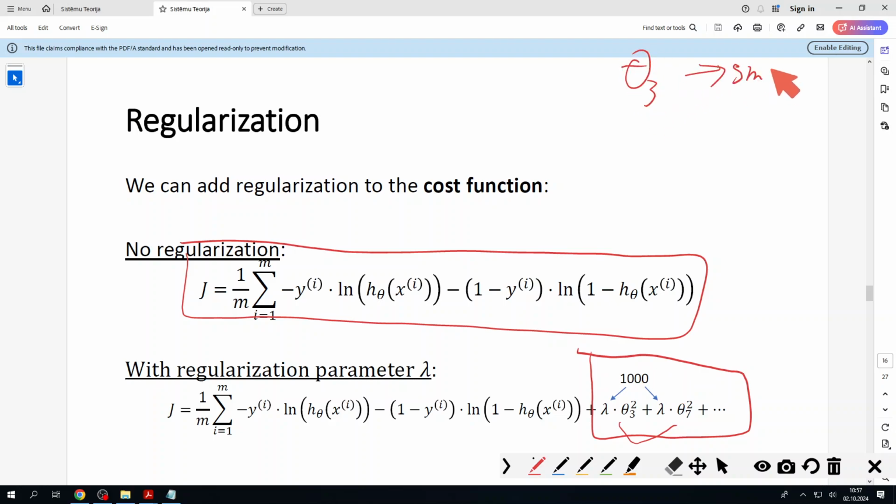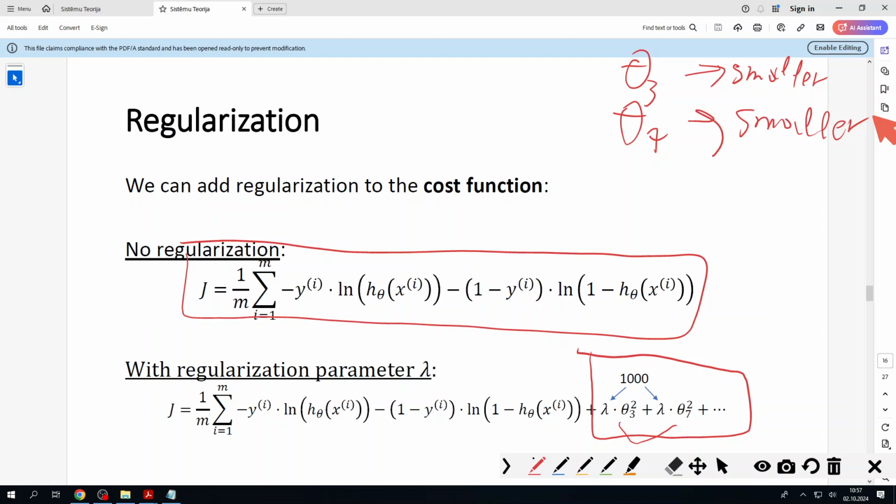Smaller, and theta 7 also smaller. For example, only these two parameters, yes, because I have found out that they actually contribute too much to this irregular shape.